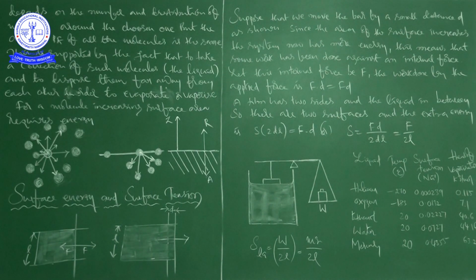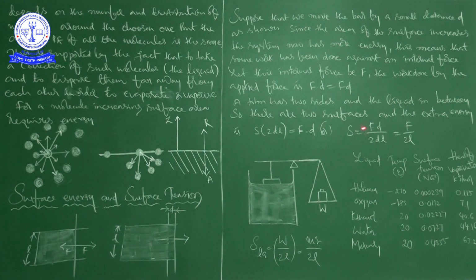And the extra energy is S into 2dl, which is equal to F into d. He is just balancing the energy, right? Because according to the law of conservation of energy, energy can neither be created nor destroyed, it can only be converted from one form to another. The total energy in the universe remains constant. So from the law of conservation of energy, because the film has two surfaces, you can write this expression.